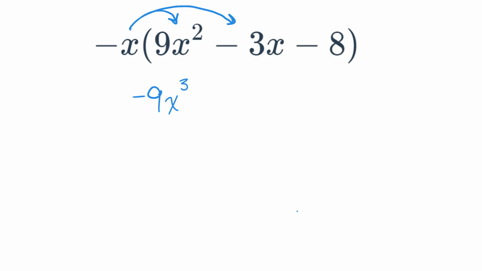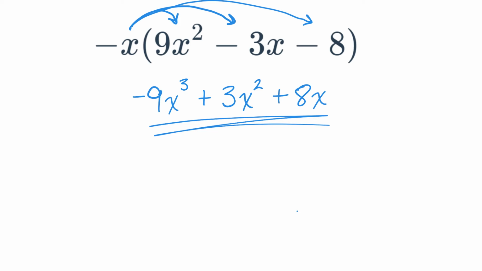Negative x times negative 3. Well, negative 1 times negative 3 is positive 3. They both bring an x to the table, so we have accumulated x squared, 2 x's. And then lastly, negative x is going to multiply times negative 8. We see another sign change. The 8 does not have an x, so we will just have 1x when these 2 terms are put together.